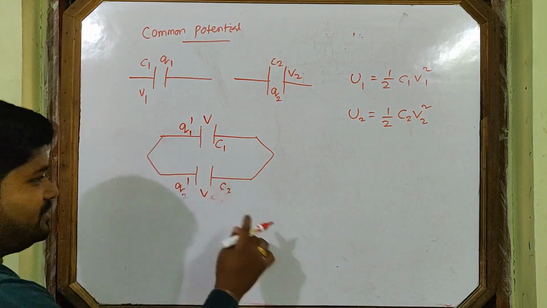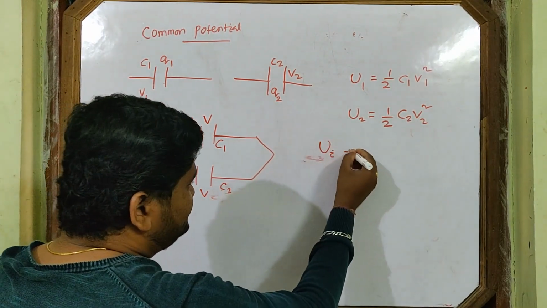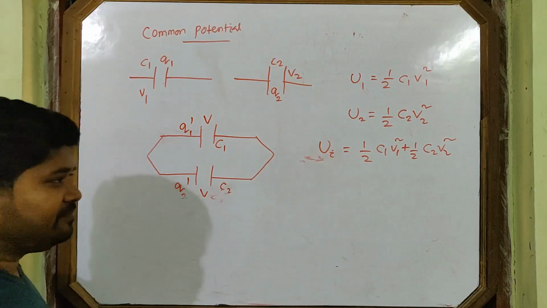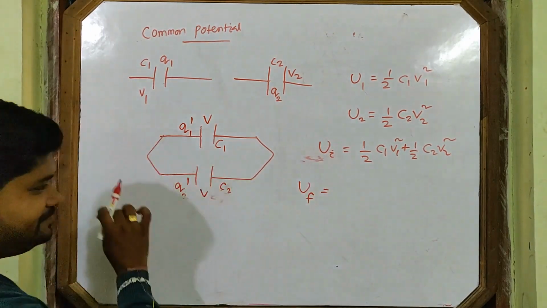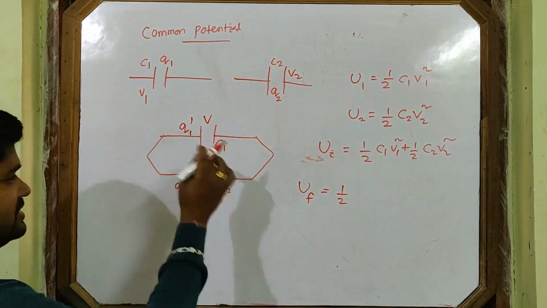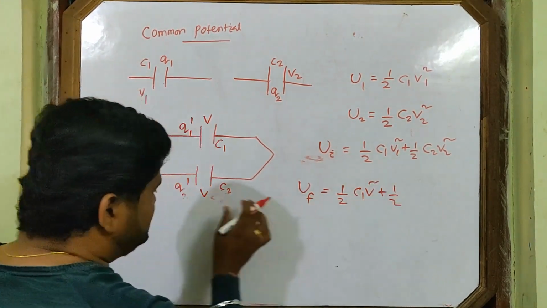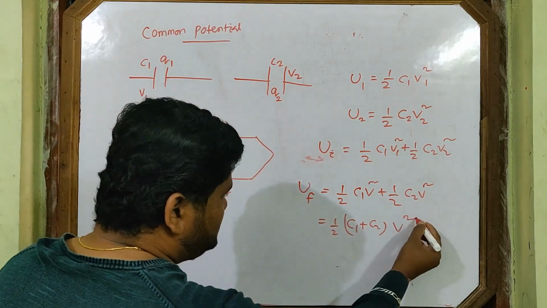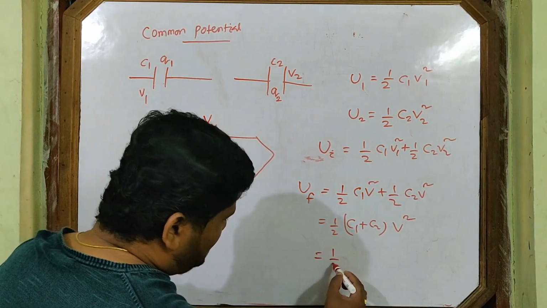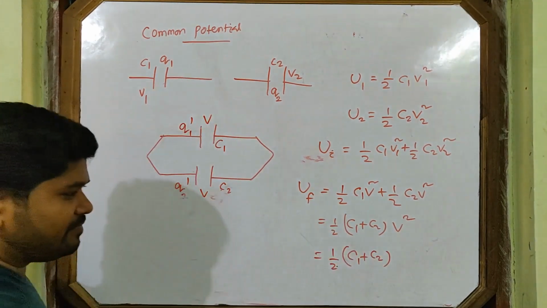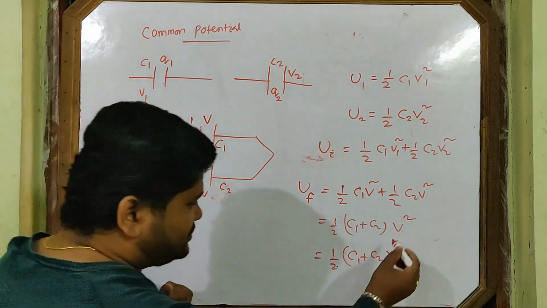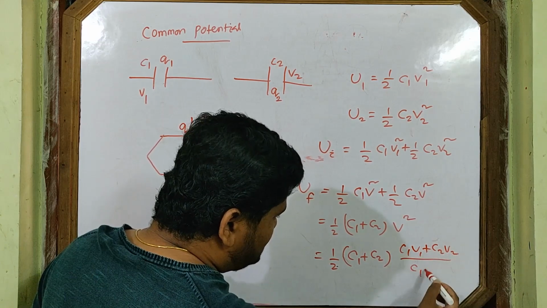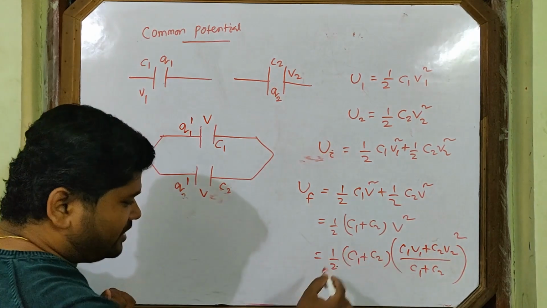Now after combination, what happens? The initial energy is half C1 V1 square plus half C2 V2 square. But what is the final energy after combination? The capacitor energies are half C1 V square and half C2 V square. So it is half C1 plus C2 times V square. In place of V, I can write the common potential formula: C1 V1 plus C2 V2 divided by C1 plus C2, whole square. Then you can solve it more.